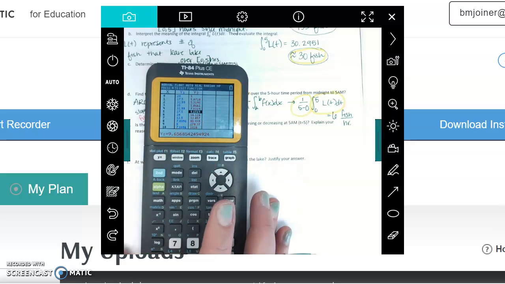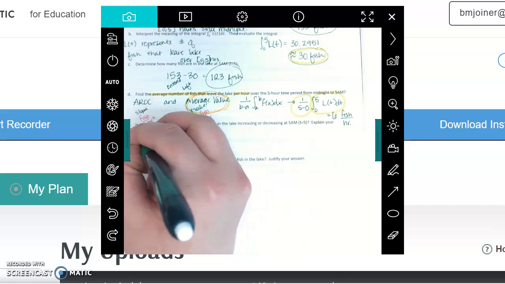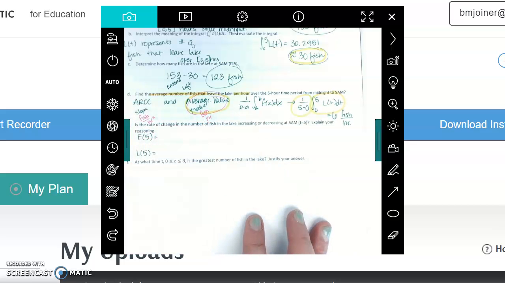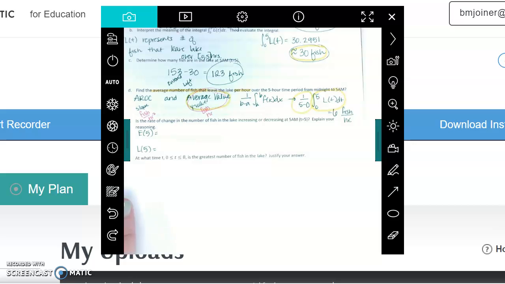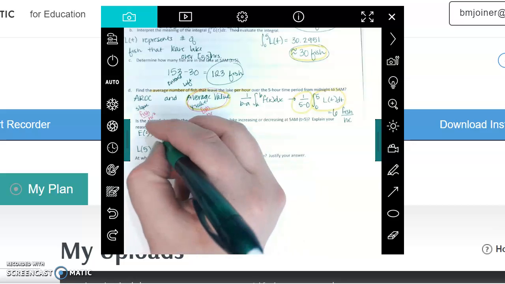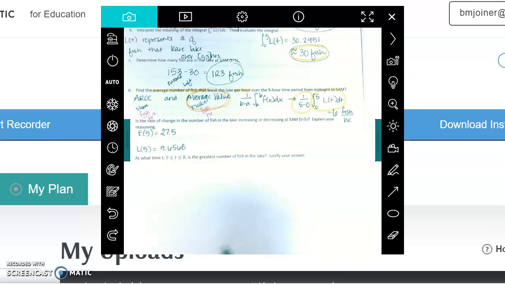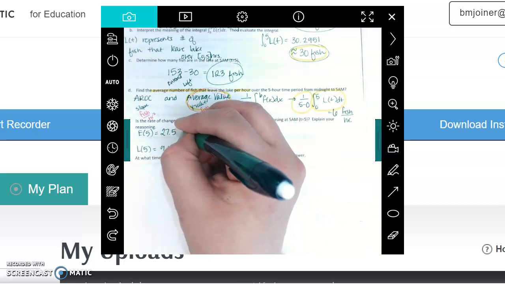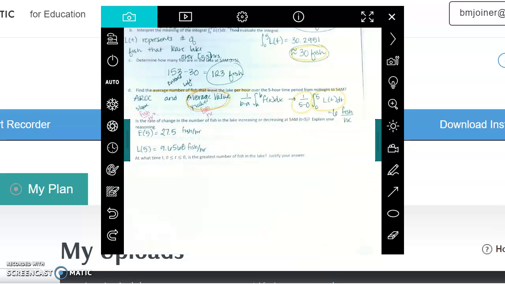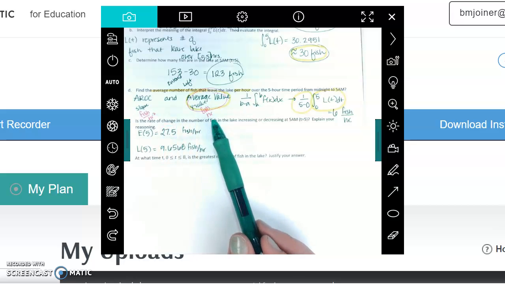So here's what you would do on your AP test. You would say, I need to find E of 5 and L of 5. And then, like I said, we're pulling those right out of the calculator. So E of 5 was 27.5, and L of 5 was 9.6568. Both of those are measured in what? Fish per hour. So then overall, what am I saying is happening to the number of fish? We're saying that it's increasing.